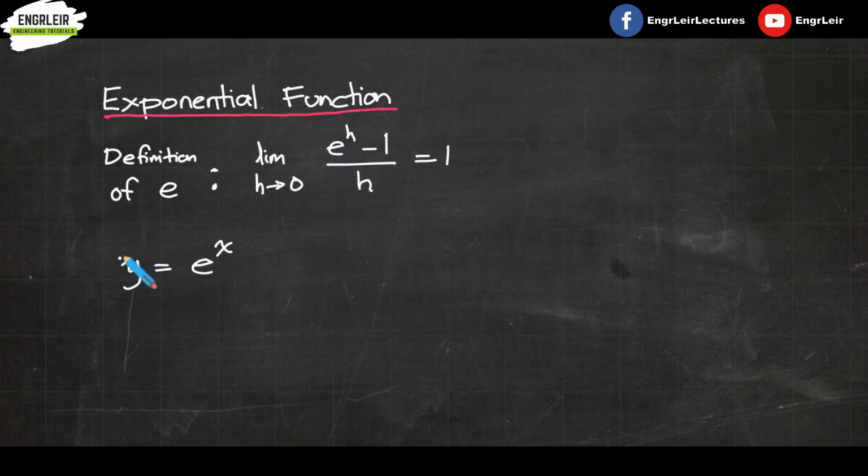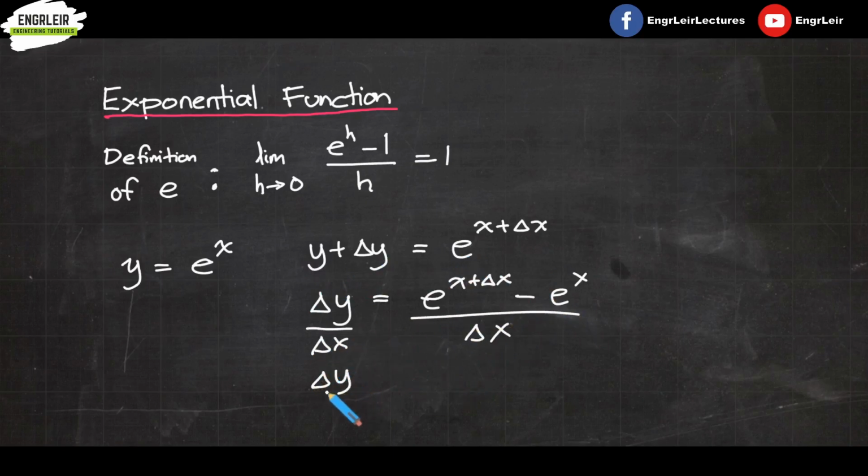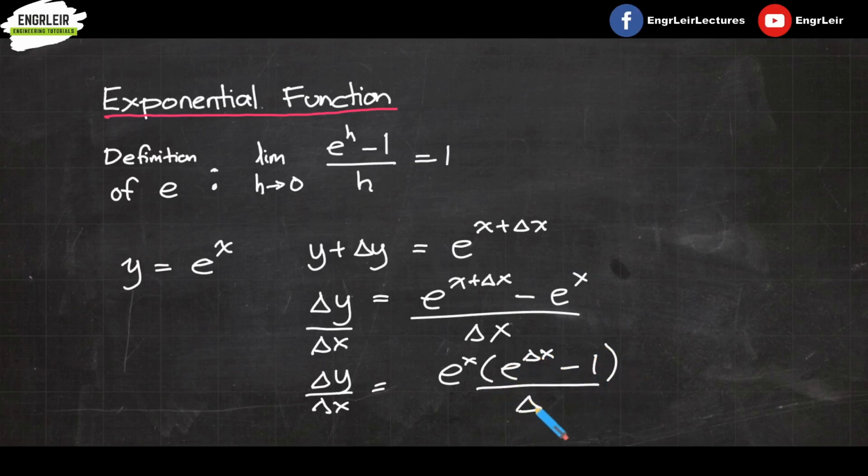Now, to get the derivative of this function, ang gagawin natin, di ba? We add a little bit of y, and then sa x, we add a little bit of x. Tapos, we subtract the original function from this modified one. So, subtract natin yung y equals e raised to x dito. And we divide both sides by delta x. Okay? So, ito magiging delta y over delta x, which is, pag pinactor out ko yung e raised to x, this becomes e raised to delta x minus 1 over delta x.